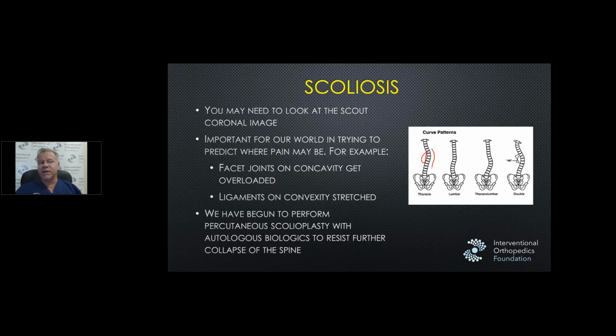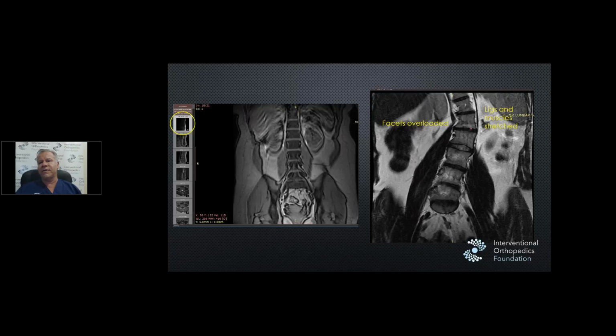And we've actually begun to perform percutaneous scolioplasty with autologous biologics to resist further collapse of the spine. And so far it's been pretty successful. We've just started doing this in the last year. Actually, it was one of my assistants who had some issues that needed to be treated, and she's actually done quite well, much to my surprise, because she's got severe scoliosis. In fact, this is her image off to the right there, and you can see she's got fairly severe scoliosis.